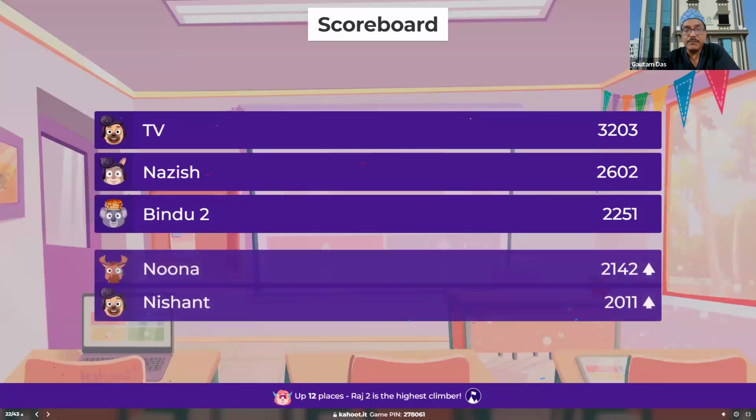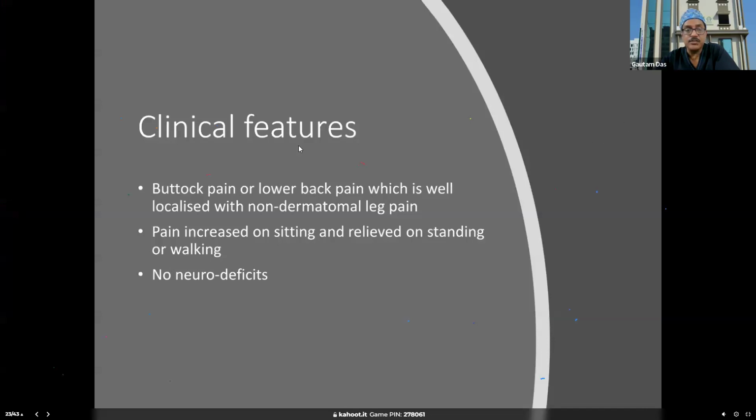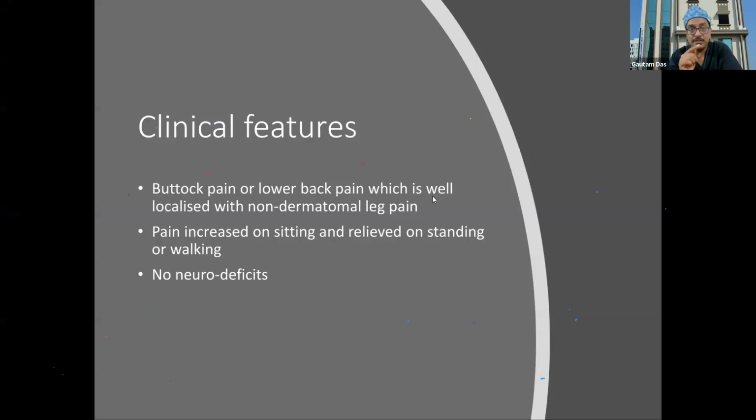So, if the SI joint is the cause of the pain, what will be the clinical features? They will present as buttock pain or lower back pain, mostly the buttock pain, and well localized. Basically, with the finger they will tell, here is my pain over the joint. So that is the most important clinical feature. Pain will also increase on sitting.